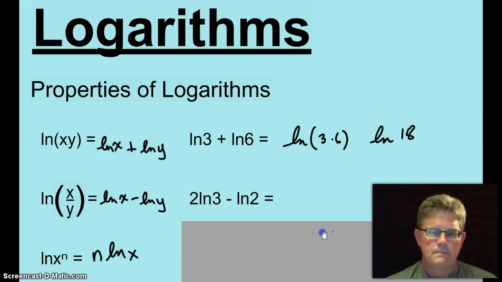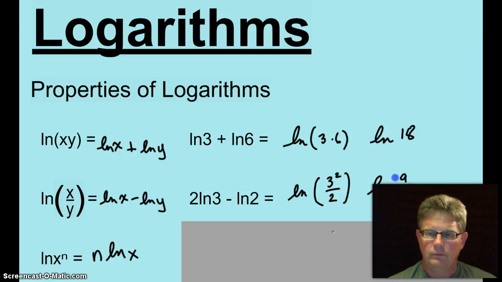Alright, the next one, 2 ln of 3 minus ln of 2. So we are talking about a quotient. So we're going to write this as a quotient, the ln of, okay, we can take this coefficient out front and write it as an exponent, 3 squared over 2, that would be the ln of 9 halves.